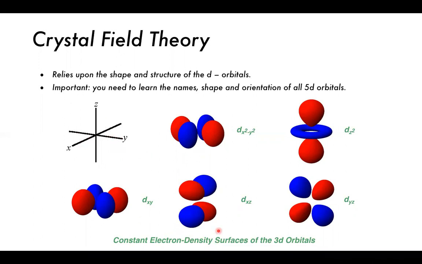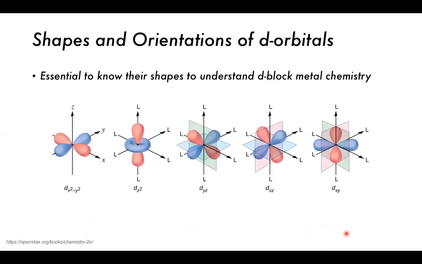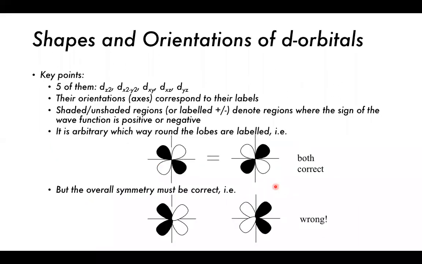And so these are the constant electron density surfaces of the 3D orbitals. So these are the first set of d orbitals that we have, and you'll need to pretty much know them. We can see here where the nodes are for the dyz, dxz, and dxy orbitals. The nodes are where these planes are drawn, where there's limited or no electron density. So the shapes and orientations of d orbitals: the key points here are that there are 5 of them. We've got dz squared, dx squared minus y squared, dxy, dxz, and dyz.